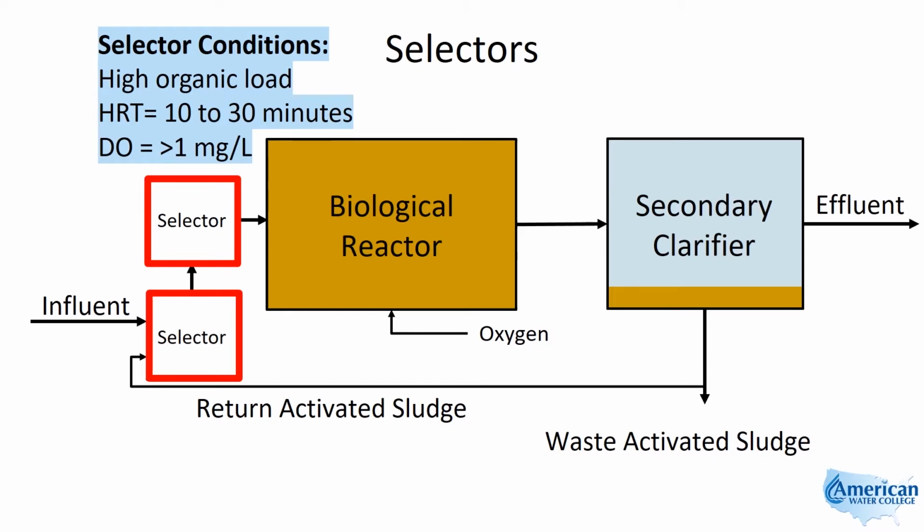These filaments thrive in environments that have low dissolved oxygen and low F to M ratios. So the goal is to ensure that there is sufficient dissolved oxygen and nutrients to favor the good settling bacteria. So in this configuration, you can see that the return activated sludge goes through a series of selectors before entering the biological reactor. Now in these selectors, the organic loading is very high to favor the reproduction of those good settling bacteria that have the ability to quickly uptake soluble organic matter and store it for later use.